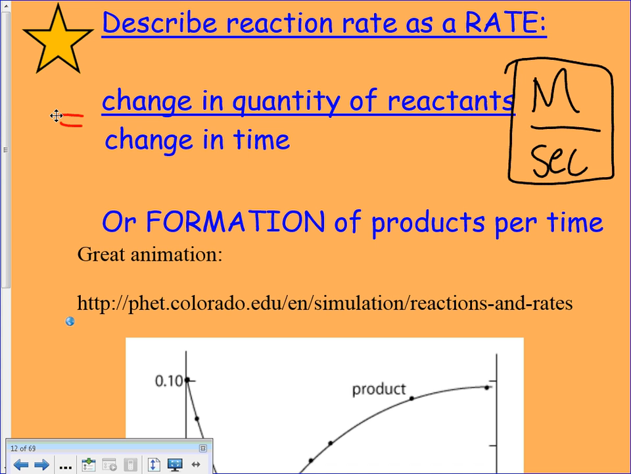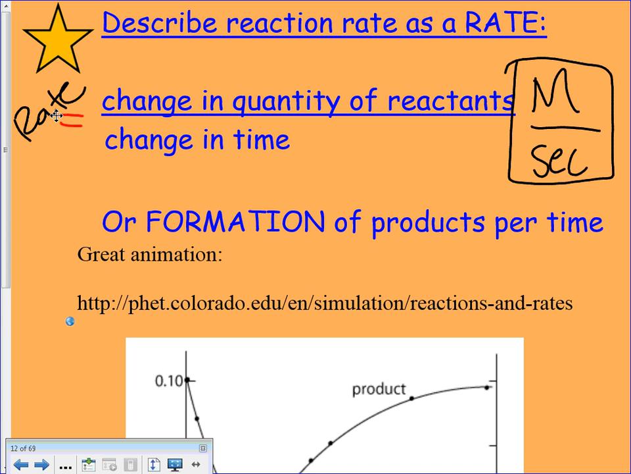Whenever we see this on a graph, I want you to explain why the graph looks like it does when I scroll down in just a second. What is it? This equals rate. So the rate of a reaction equals a change in quantity over change in time.